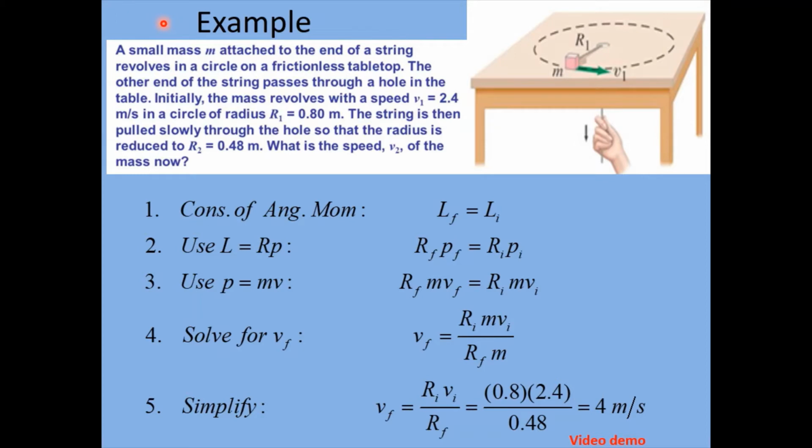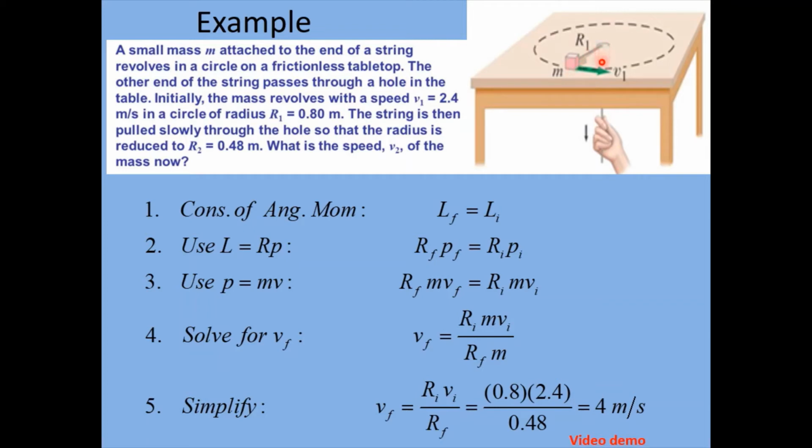So let's now turn to some example problems to use angular momentum to solve. In this one, we have a small mass m attached to the end of a string that revolves in a circle on a frictionless tabletop. You can see that here's a little mass, it's connected to a string, and the mass is going to go around and around here. We'll assume that the tabletop is very slippery, so there's no friction. The other end of the string passes through a hole in the table.